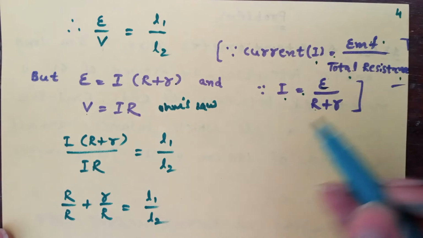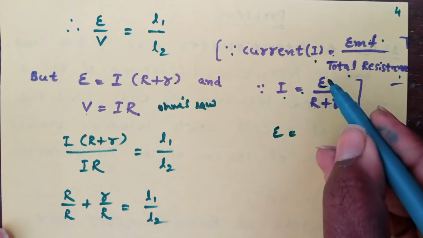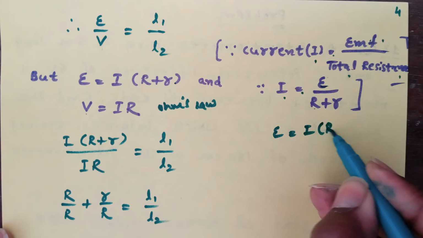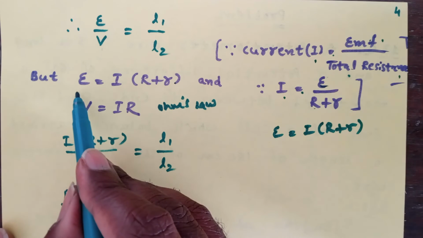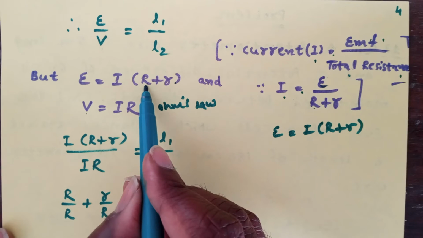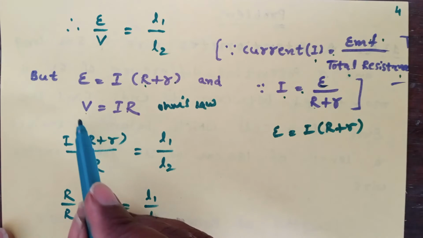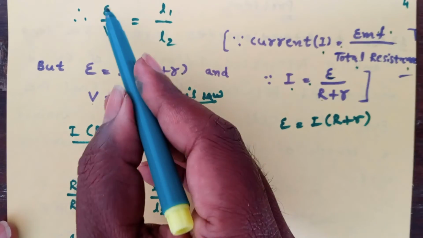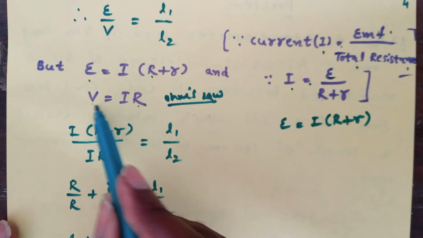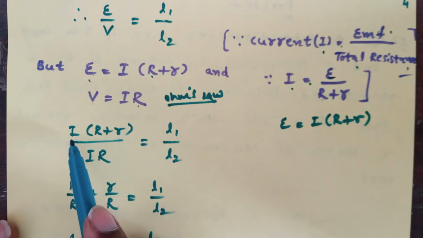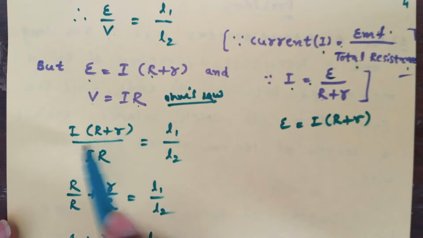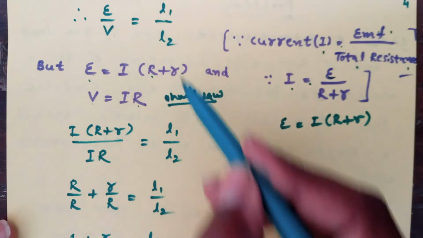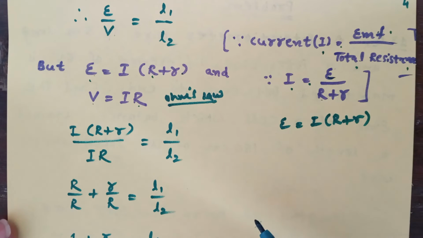We want EMF, so do the cross multiplication. EMF is equal to I into capital R plus small r, and V is equal to IR. Now substitute: EMF value I into capital R plus small r, divided by V value IR, is equal to L1 by L2. The right side is the same. Here I gets cancelled.